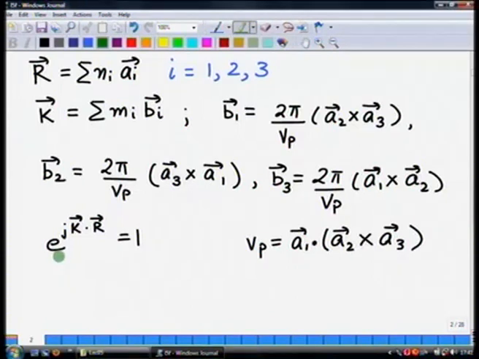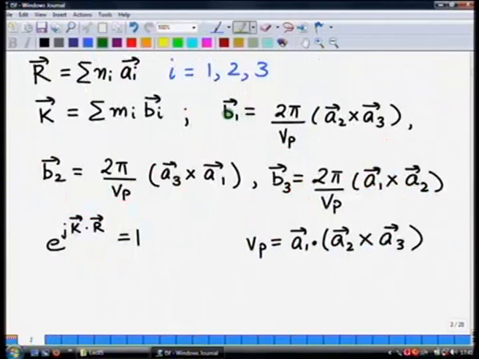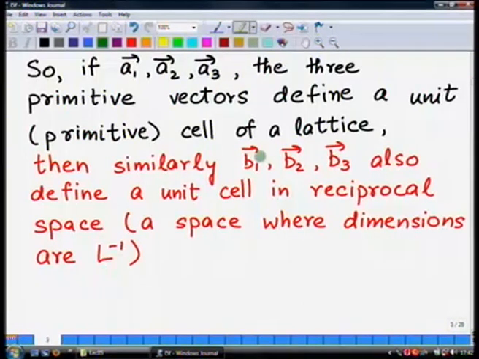What we want to do is this. If A1, A2, A3 are the 3 primitive vectors which define a primitive unit cell, meaning one lattice point per cell, in the direct lattice, then if I generate B1, B2, B3 like this, similarly I can think of B1, B2, B3 also as 3 vectors which define a unit cell, but now this time in reciprocal space.